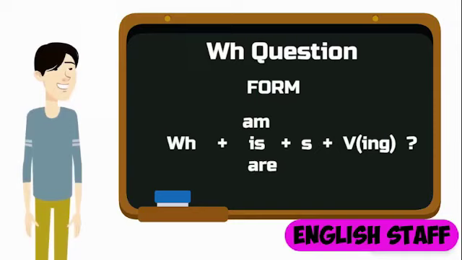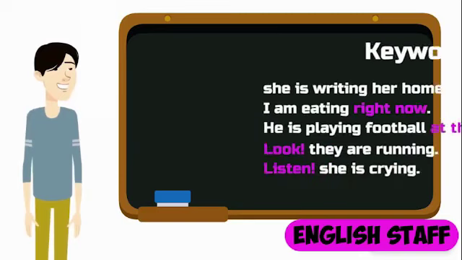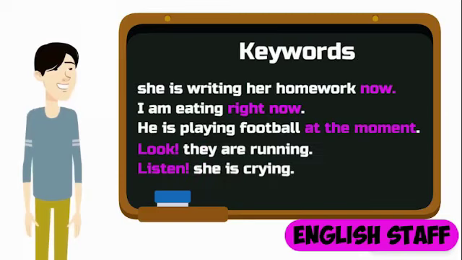And finally, let's go to the keywords. What are the keywords of the present continuous? We have here 5 examples showing us the keywords of present continuous. And keywords mean some words, when we find them in the sentence, we can say that the tense of the sentence is present continuous. Let's read our sentences.